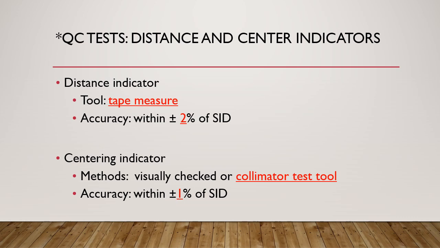For distance and centering, we have a distance indicator test, which is called the tape measure, and the accuracy for SID must be within plus or minus 2% of the SID. We also have accuracy required for the centering, and that's a centering indicator. This one's visually checked, or we can use the collimator test tool for it, and the accuracy is within plus or minus 1% of the SID.